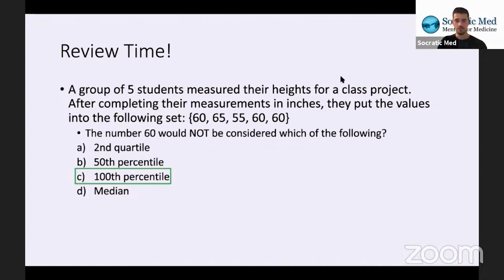So a group of 5 students, I'm not going to reread that again. The number 60 would not be considered which of the following? Second quartile, which it is because we know that 60 falls right in the middle. 50th percentile, same thing. Median is the same thing as the second quartile and the 50th percentile. So the 100th percentile is not 60. In this case, the 100th percentile would actually be 65. So good job.